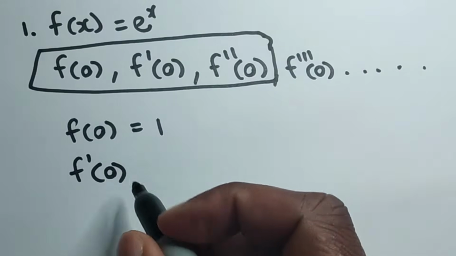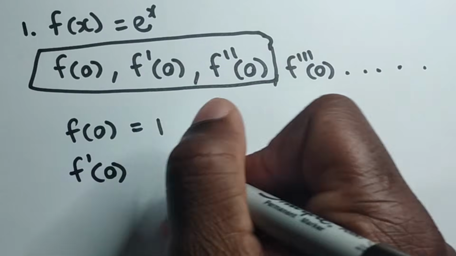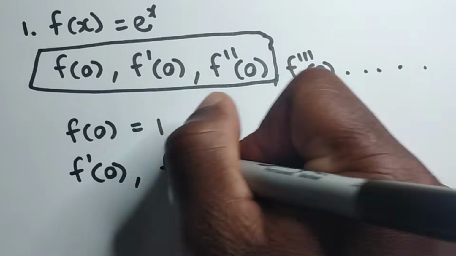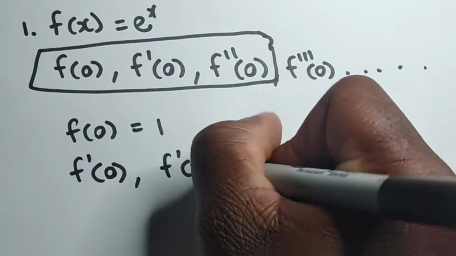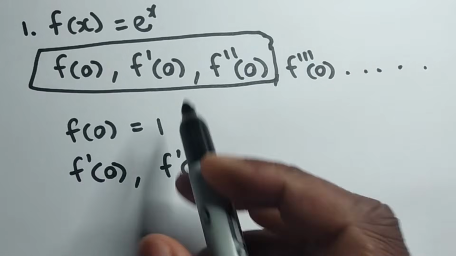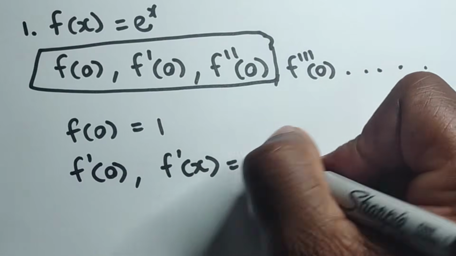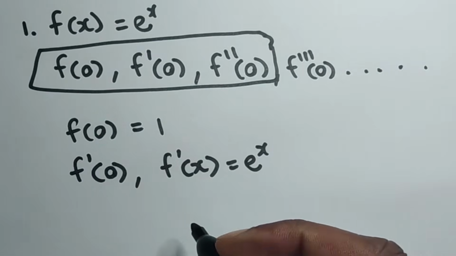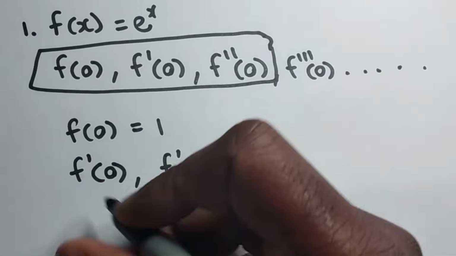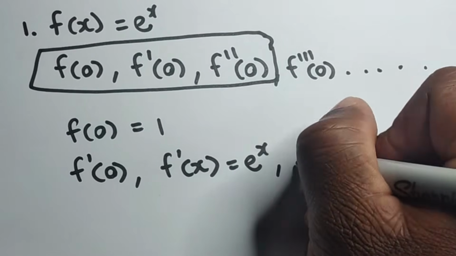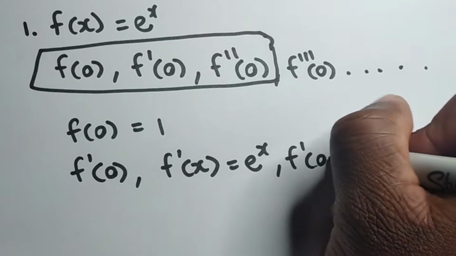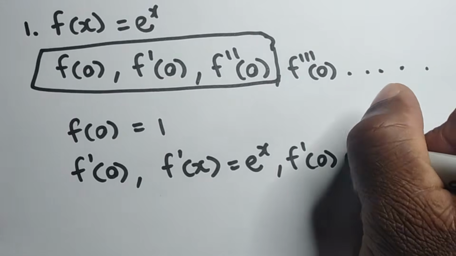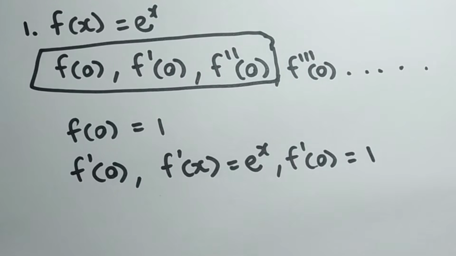0 into the first differential of f of x? Alright, so we need to find the first differential of f of x first. Alright, if you differentiate e to the x, you'll obtain the same result, which is e to the x. Alright, now if you sub 0 into this function, what will you get? Again, you'll obtain 1. Alright, so e to the power of 0 is 1.